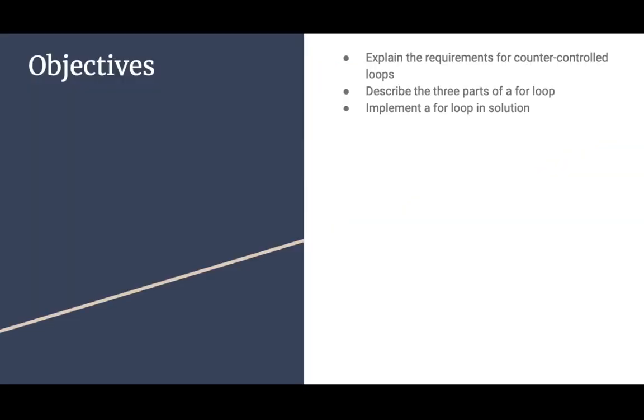So the objectives for the lesson are to explain the requirements for counter-controlled loops, and we will then describe the three parts of a for loop. Those requirements for counter-controlled loops basically get collected and then placed within the structure of a for loop. And then we'll, of course, like I mentioned, use a for loop in a solution to an actual problem. So without wasting any more time, let's get it.